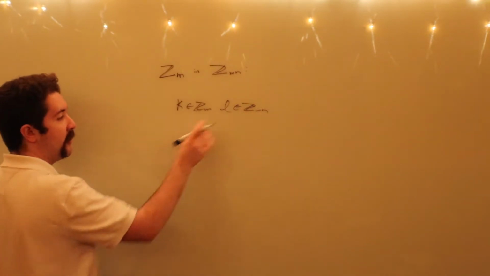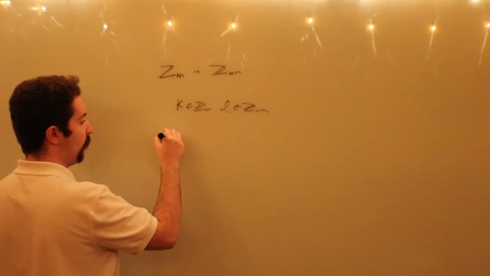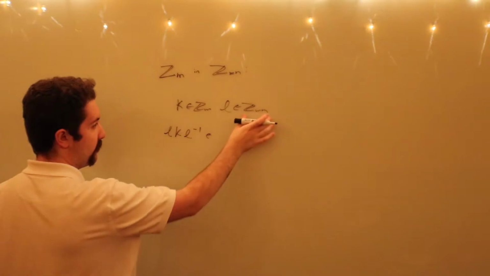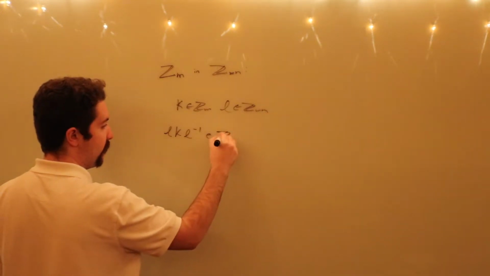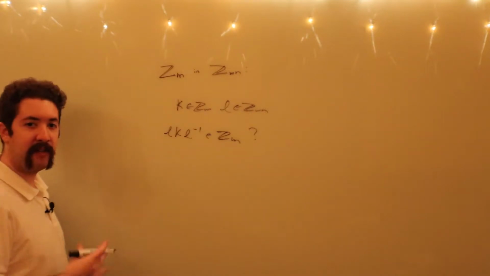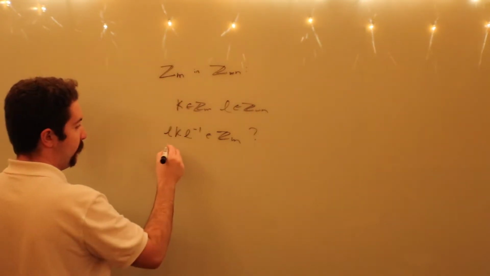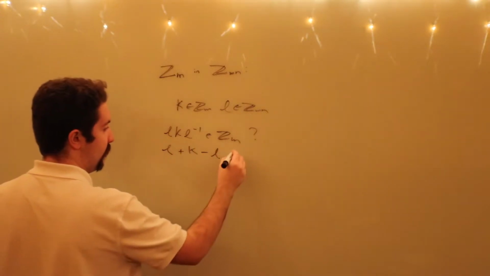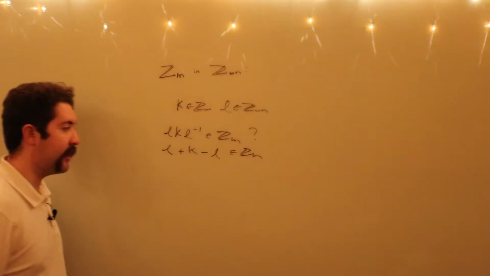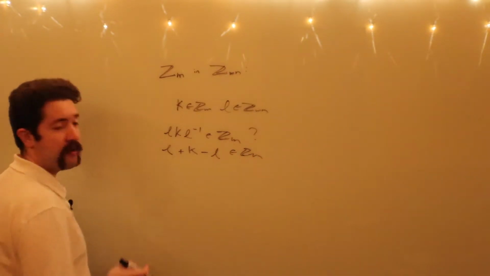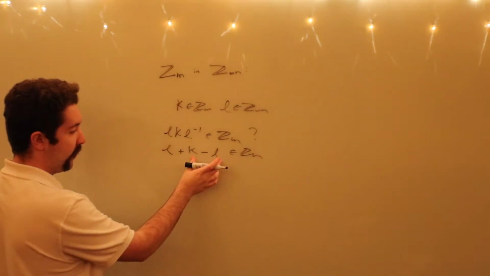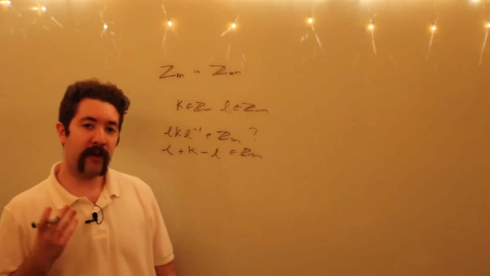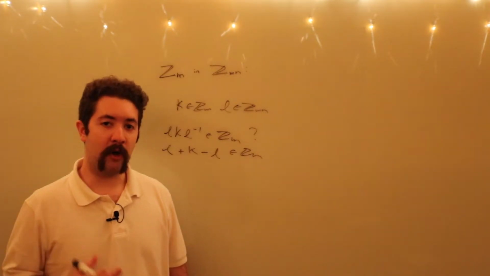Our question is, is it true for arbitrary k and L that L k L inverse is in Zm? And additively, because this is a commutative group, we can write this as L plus k minus L in Zm for all L and k? And the answer is yes, and trivially so, because in a commutative group, we can actually switch these terms, and then we have L minus L, and that's just the identity. So we already see that for abelian groups, this is always true.